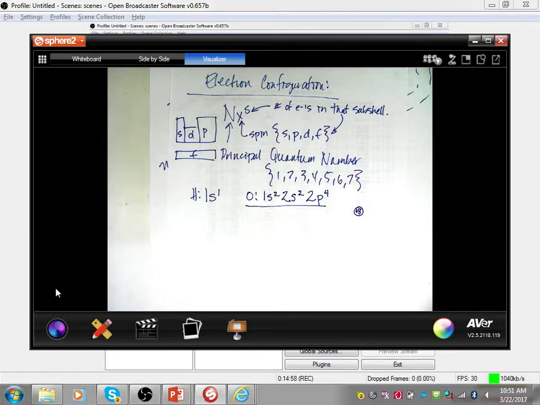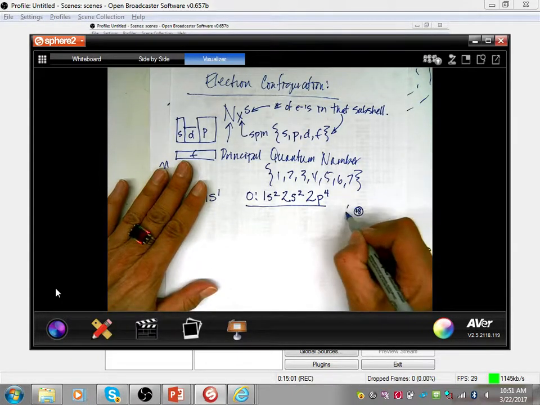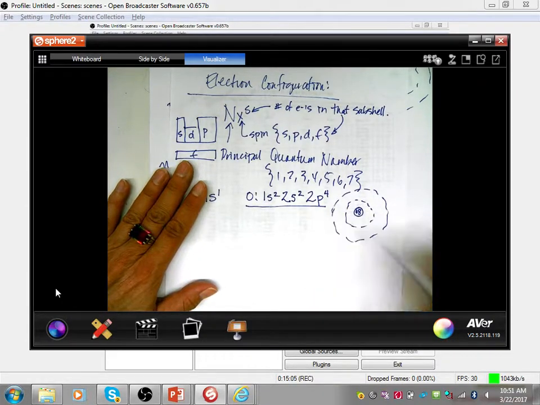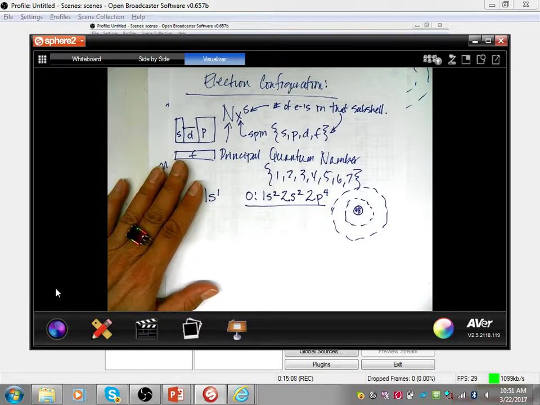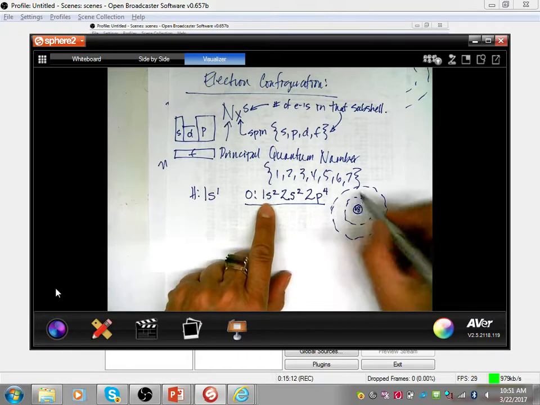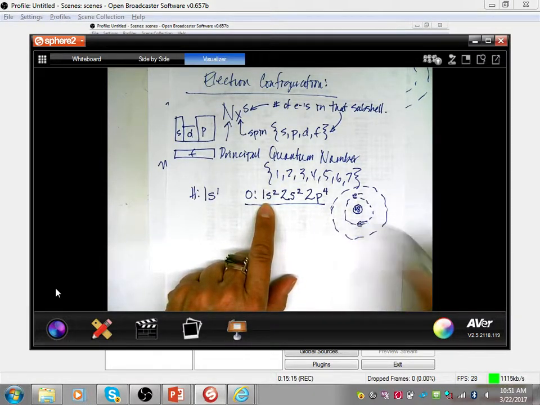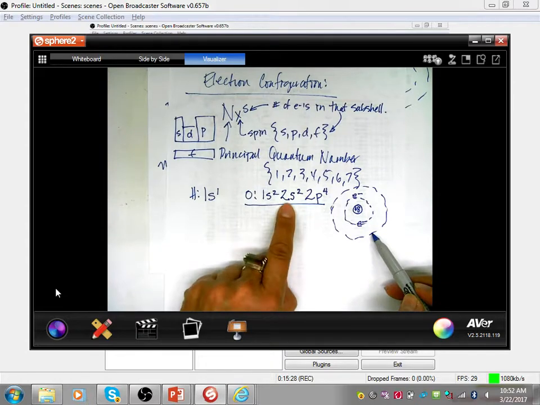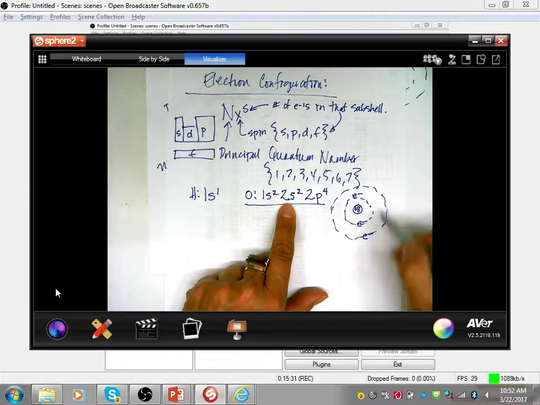Oxygen's in the second row on the periodic table. That means oxygen is going to have two rows, or two layers, two shells or orbitals or energy levels of electrons. In that first energy level, I have two s-spinning electrons. One of those electrons is traveling in this direction. The other electron is traveling in the opposite direction, and they're spinning in a circular manner because they're both s-spinning electrons. In my second energy level, I have two s-spinning electrons.